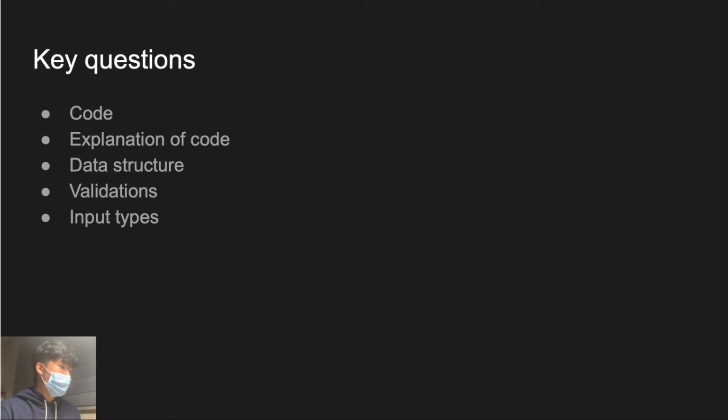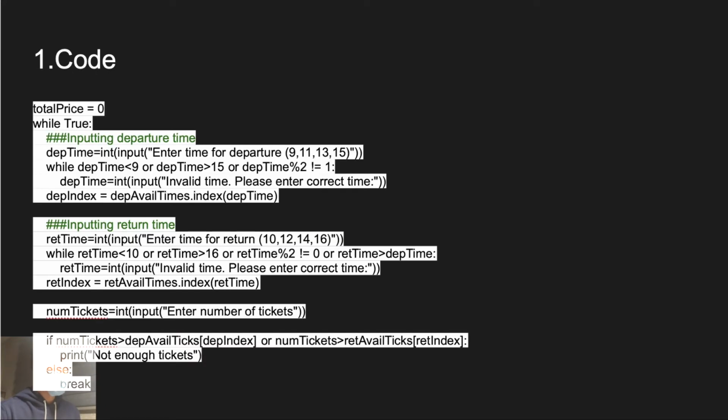So starting with the code, I first initialize a variable called total price. This variable total price will store the amount of money that the user will have to pay when he or she books a journey. Then I create a while loop. This while True loop is created so that if the number of tickets entered by the user is not available or in an invalid format, the code will continuously ask the user to enter a valid number of tickets that are available.